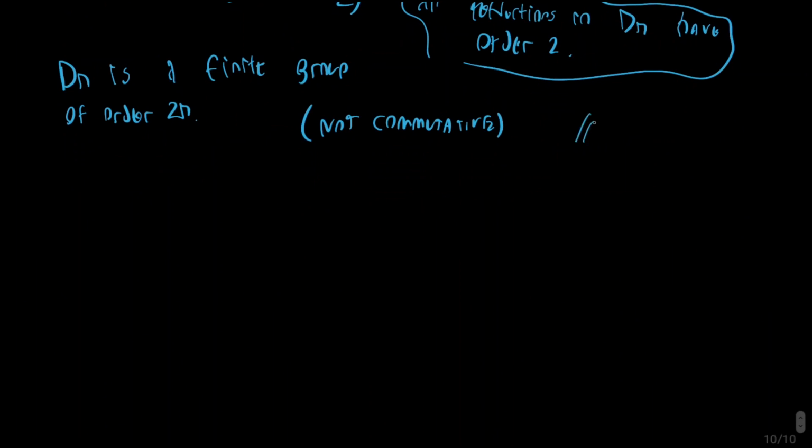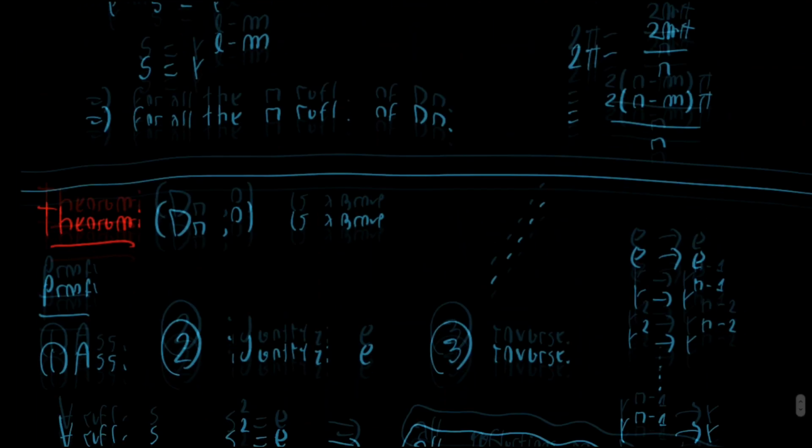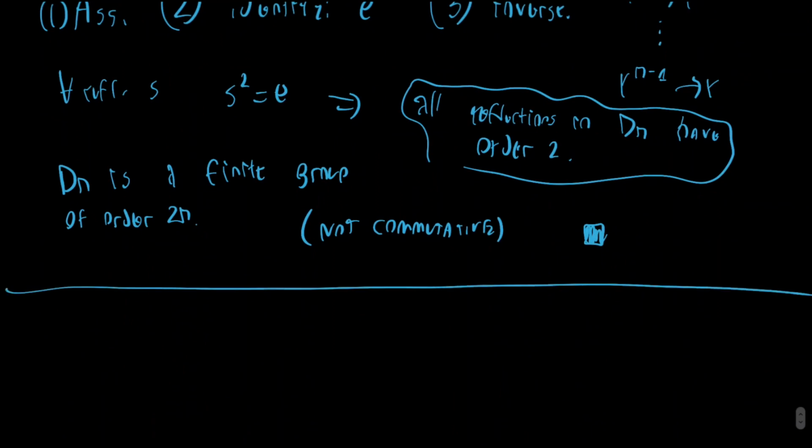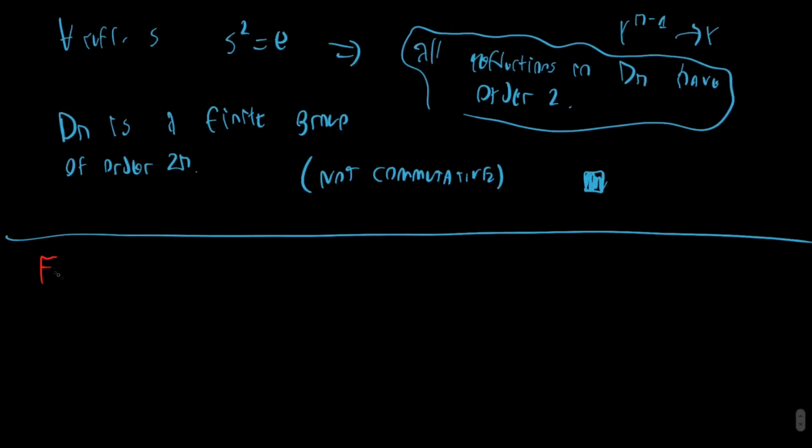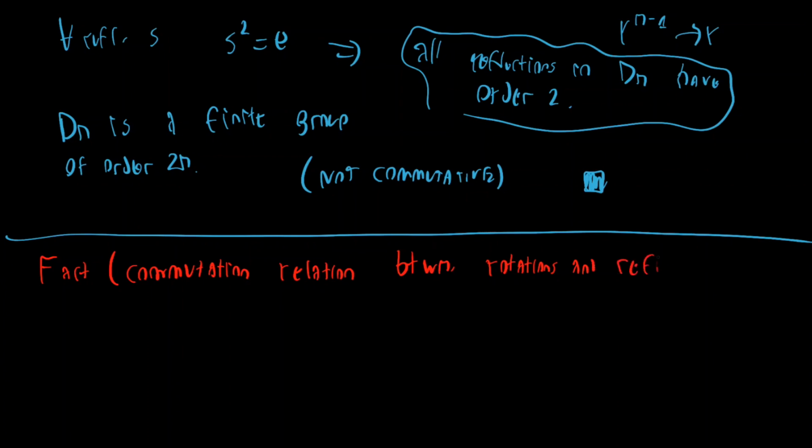So with this we have proven what we wanted to show. So Dn is a group. And we will now conclude this video with just some basic last facts about the dihedral group. The first of these last facts that we will prove is sometimes known as the commutation relation between rotations and reflections, and that is the following.